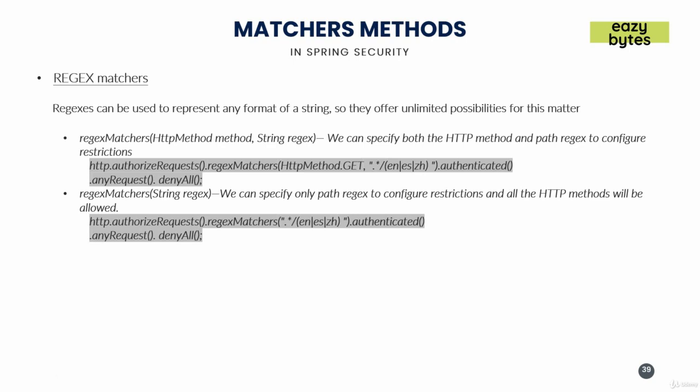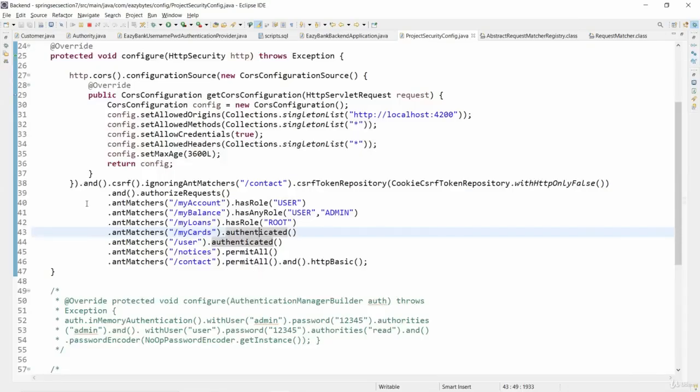With this, I'm assuming you got an understanding of the different matchers available and how to use them inside our application. In our code, for simplicity, we are using Ant matchers with a pattern, but you can always use restrictions based upon the HTTP methods as well.